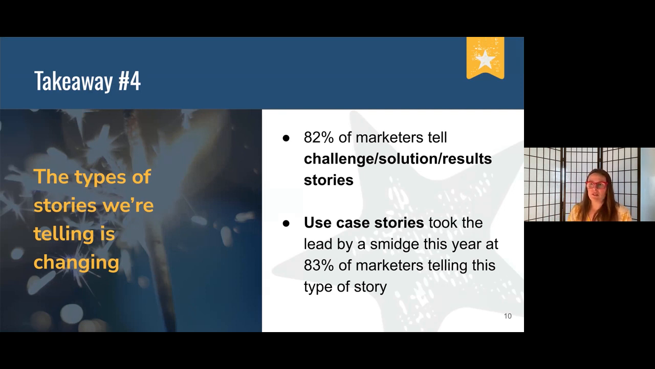So the classic challenge solution results stories, 82% of marketers who responded to the survey tell these kinds of stories. And then what was interesting for me to see was that use case stories actually took the lead this year by a smidge, coming in at 83% of marketers telling this type of story. So that was kind of cool to see.